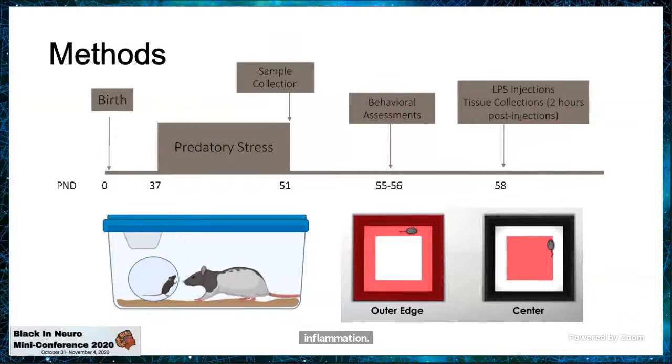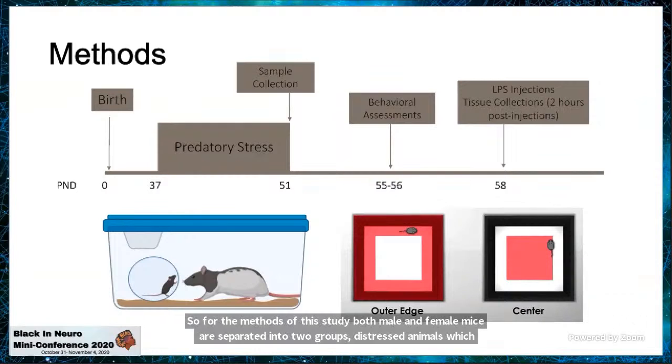Afterwards, both stressed and non-stressed animals performed the open field task as a measure of anxiety-like behaviors, as measured by time spent in the center or around the periphery of the arena. On postnatal day 58, each animal was given an IP injection of LPS and tissue was collected 2 hours post-injection. In this study, we aimed to determine the extent to which sex impacts the development of anxiety-like behavior and altered peripheral immune response following chronic adolescent stress.